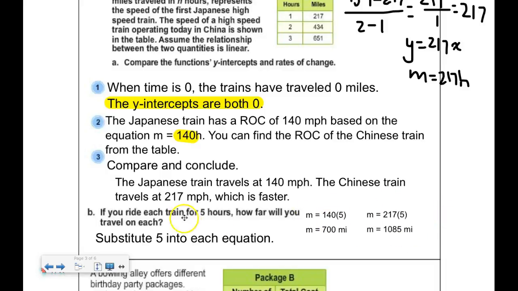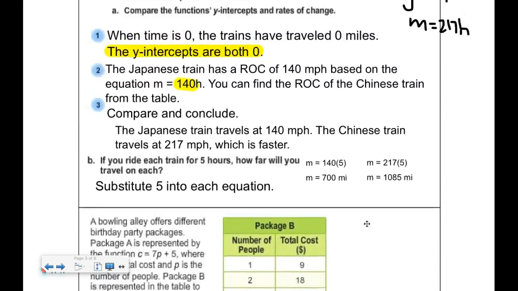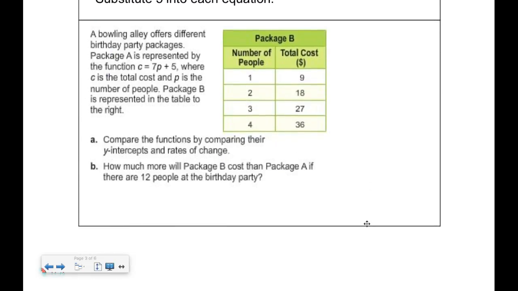So there they are. If you ride each train 5 hours, how far do you travel on each? On the Japanese train, you're going to go 700 miles. On the Chinese train, you're going to go 1,085 miles. Okay? Back that up and go over it again if you need to. Otherwise, please try this example on your own.